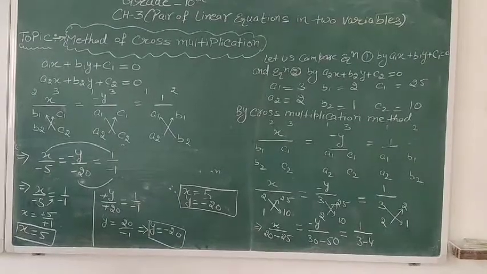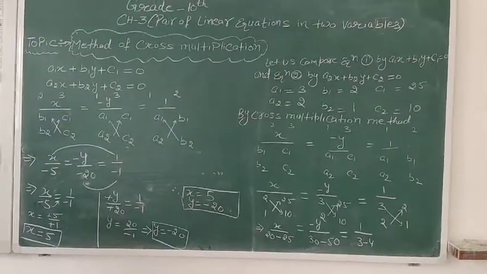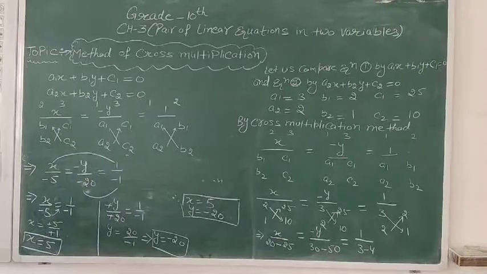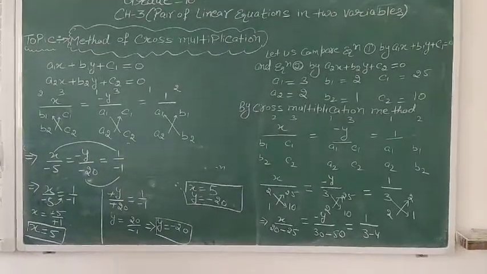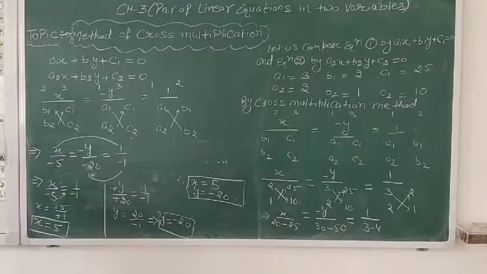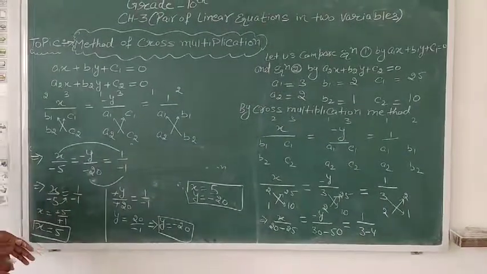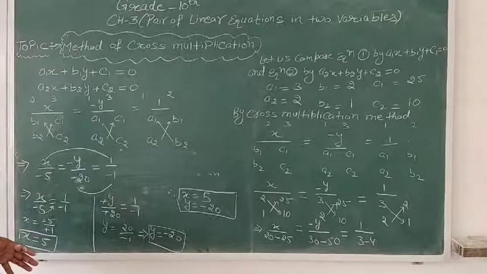This is how to solve by the cross multiplication method in order to find the value of a variable present in a system of linear equations in two variables. Hope you understand the way to solve this question, and try to solve the same questions at your home.